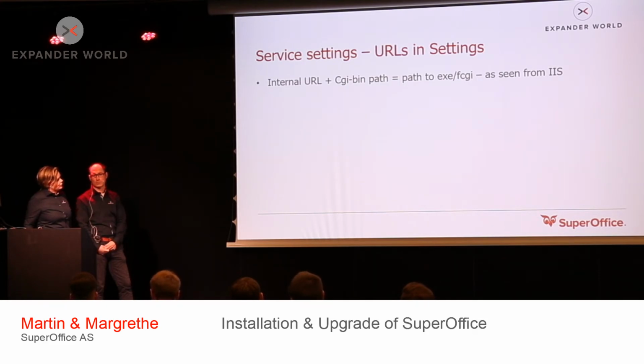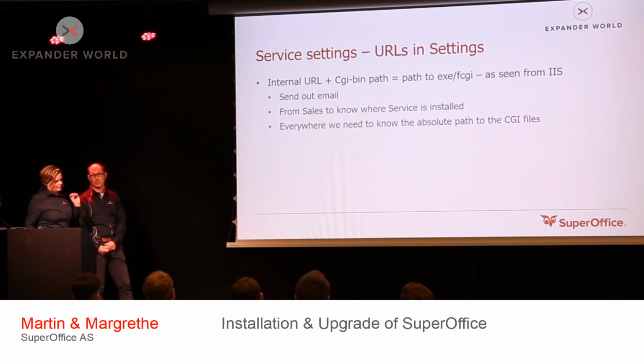URLs in the config table, and Martin changed it so you now see it as it is in the system settings screen of service. It's the internal URL and the CGI bin path together, as seen from IIS, that we use to send out any email for sales to know where service is installed, and anywhere we need to know the absolute path of where service is.